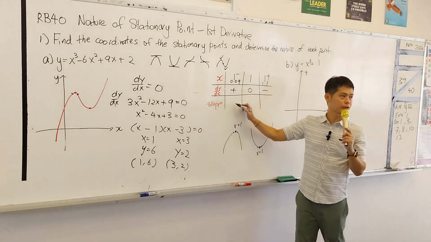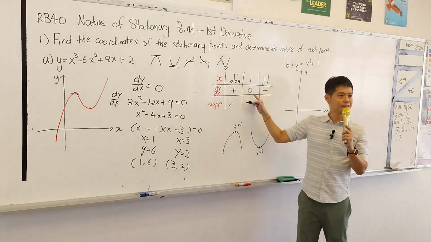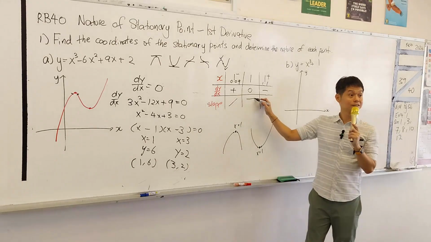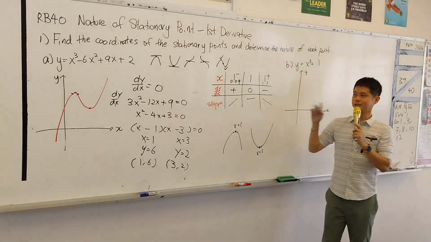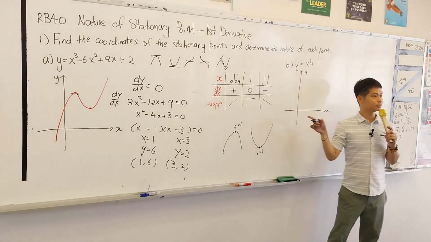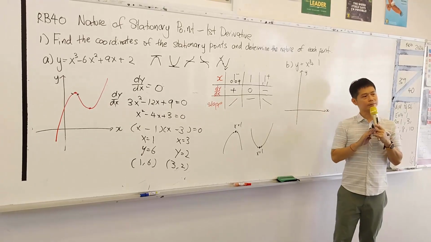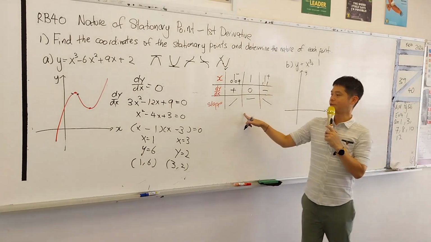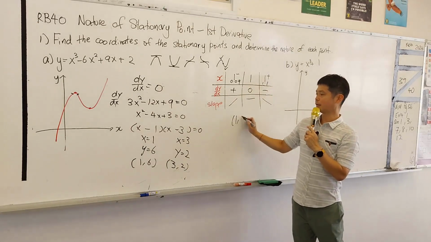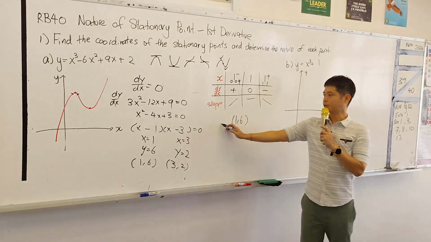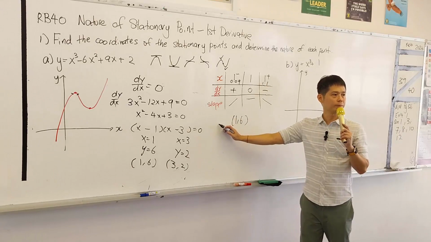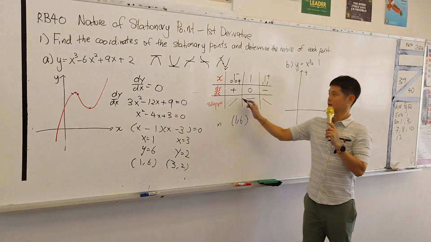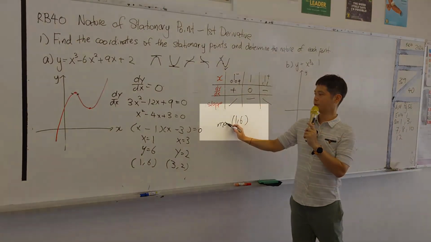Because positive slope you draw like this, zero slope you draw like this, negative slope you draw like this. Now this is very obvious. What type of point is this? Nah, this is maximum. That's why I insist that you do this table. So I have this point here, 1, 6, right, like that. And right in front, maximum or minimum? I have a maximum point.